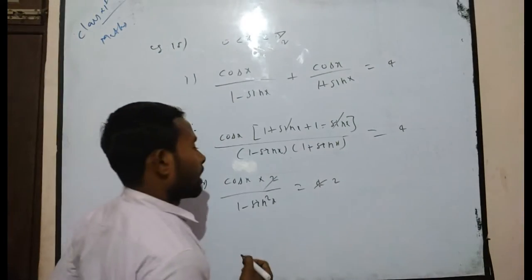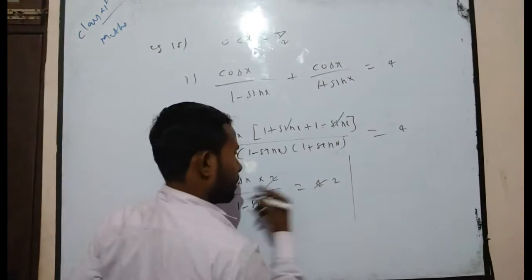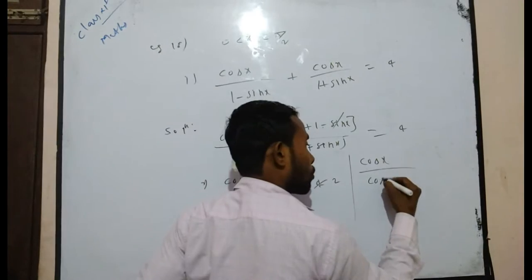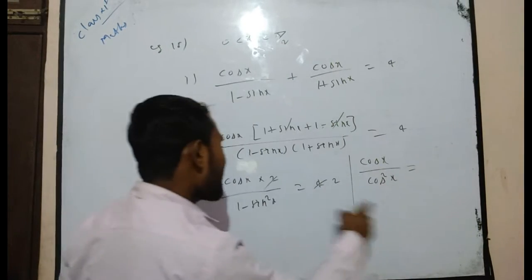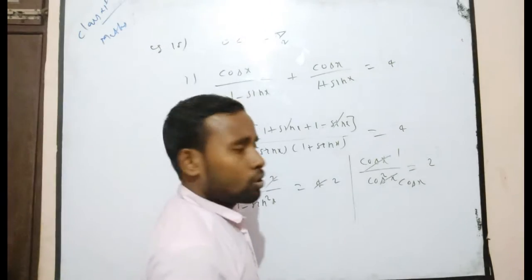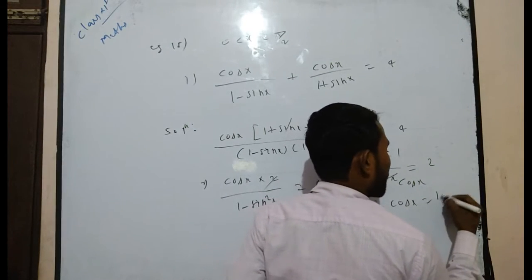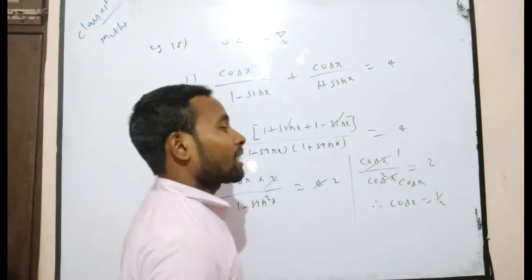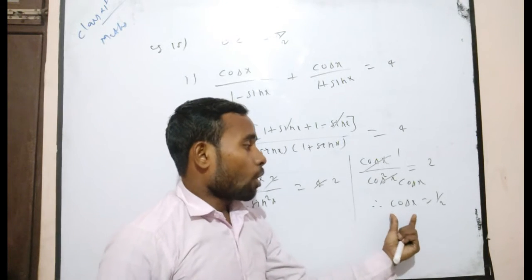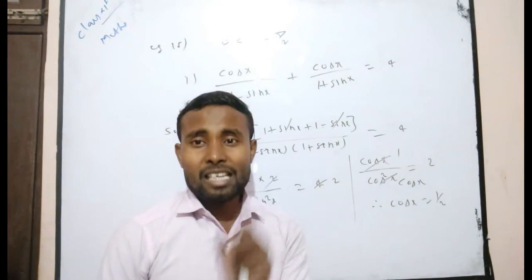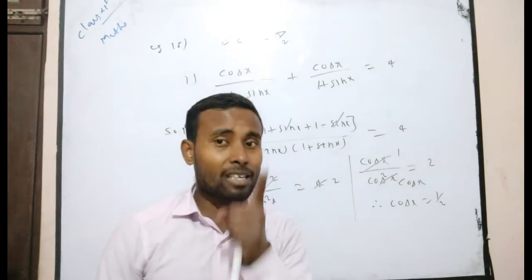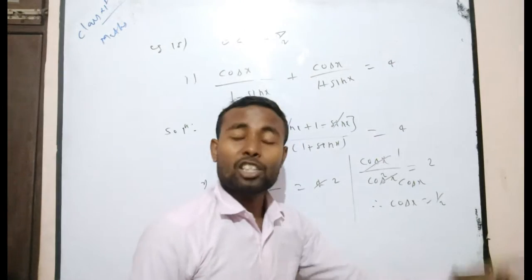After dividing you get 2, and as you know that 1 minus sin square x is equal to cos square x, so you can write it as cos x by cos square x is equal to 2. After cancelling cos x, you can write cos x is equal to 1 upon 2. It is a very important fact, you have to remember it. If cos x is equal to 1 upon 2, then there exist infinitely many values of x that satisfy it.